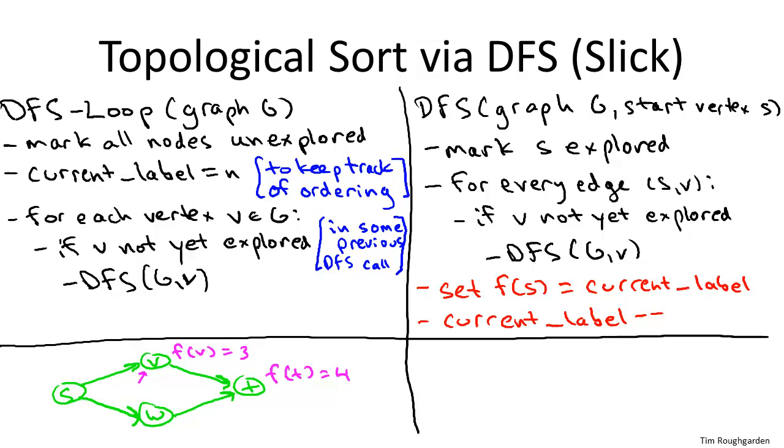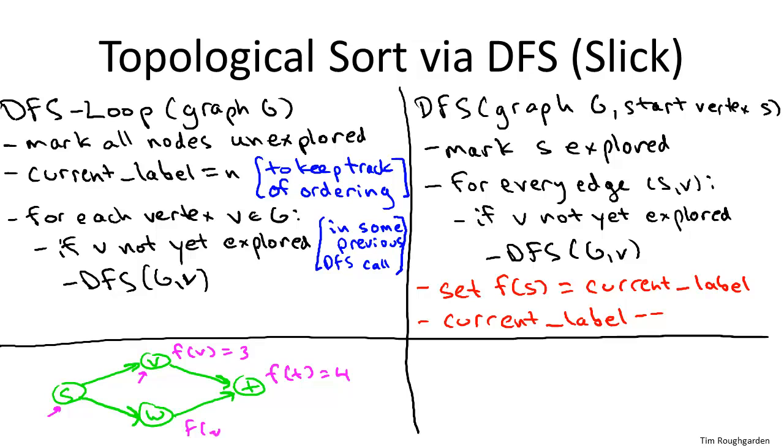And again, having finished with v, we decrement the current label, which is now down to 2. So now we go back to the outer for loop. Maybe the next vertex we consider is the vertex t, but we've already been there, so don't bother to DFS on t. And then maybe after that, we try it on s. So maybe s is the third vertex that the for loop considers. We haven't seen s yet, so we invoke DFS starting from the vertex s.